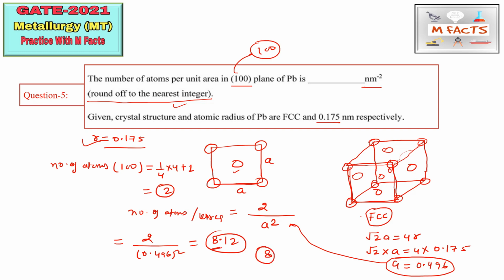Okay, so 8 is the correct answer here, and the number of atoms cannot be a fraction, so you should remember that too, if they are not asking for unit area. Okay, so that is common sense. So this is 8 per nanometer square. Okay, so this is the correct answer for this question.